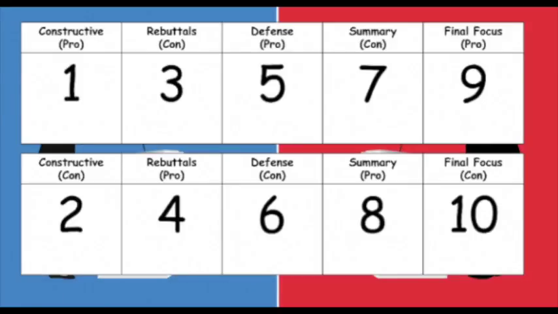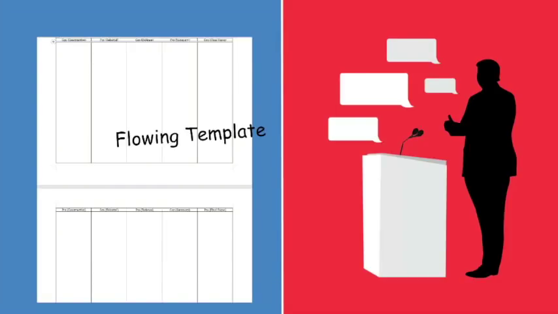For example, if pro were to speak first, we would flow the constructive in the box with number 1, then moving on to the con-constructive in box 2, then in box 3, 4, and 5 respectively. Just to make sure that everything is clear, there will be a template of the flow presented in the video and a blank template for printing.